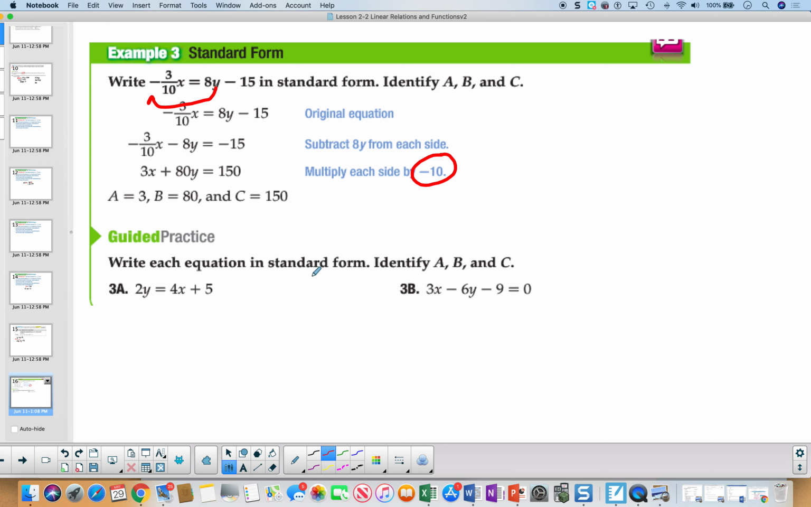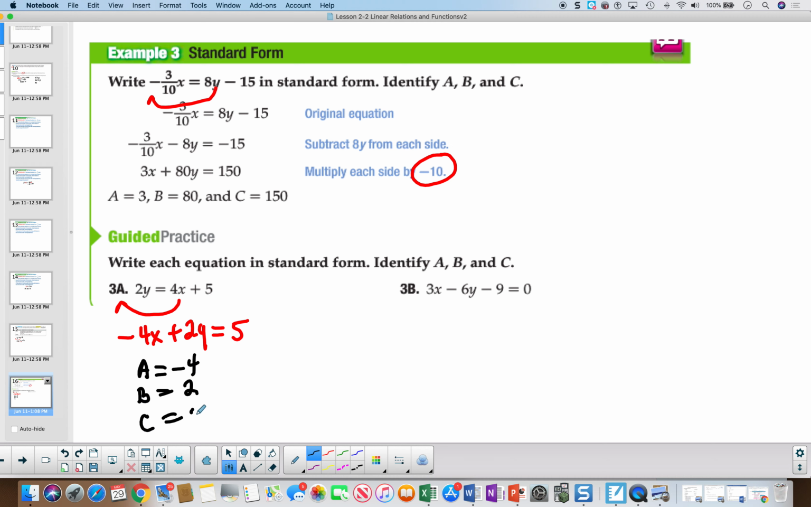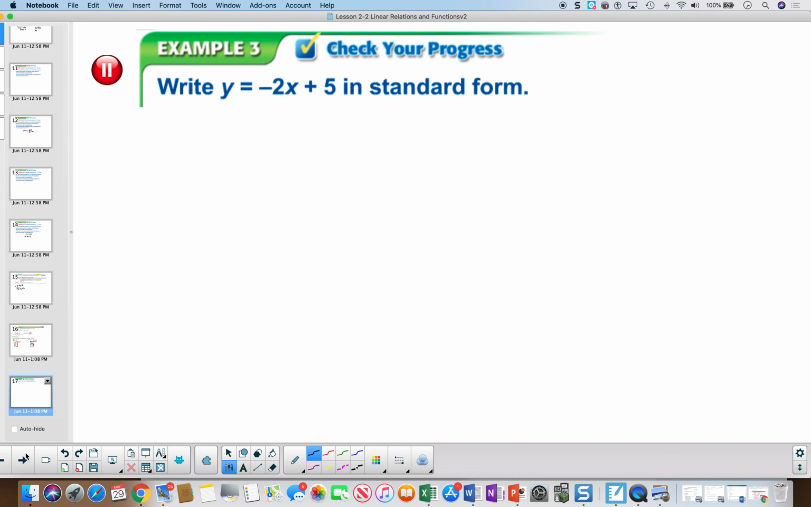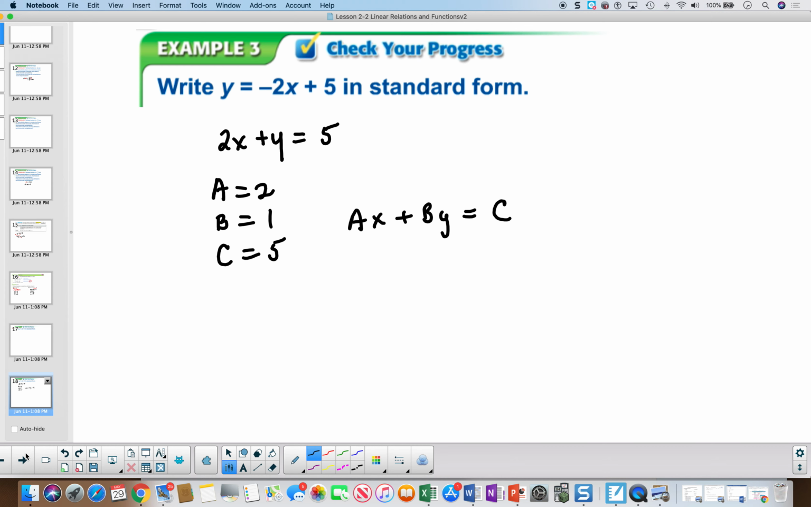So let's write each equation in standard form, which means I want to take the x and move it to the other side. So this will be negative 4x plus 2y is equal to 5. And now it's in standard form. I can identify that A is negative 4, B is 2, and C is 5. Right here, I'm going to move the 9 to the other side. And so now I'm going to have 3x minus 6y is equal to 9. So my A will be 3, my B is negative 6, and my C is equal to 9. Your turn. And here's the answer.